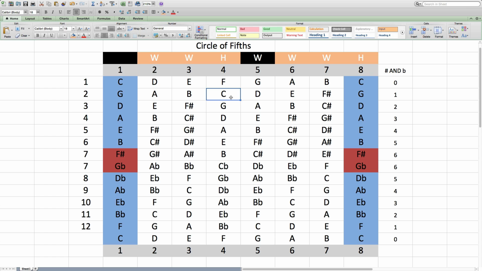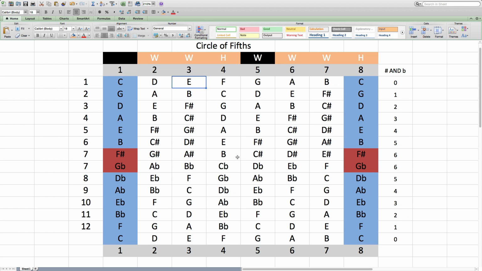The other thing I want you to notice is that, for example, if we're playing in the key of C, when I'm building my chord progressions, these are the chords that are available to me in a given key. So for example, there's a C chord, a D chord, and an E chord, and we'll talk about that when we get into building our chord progressions in the next video.